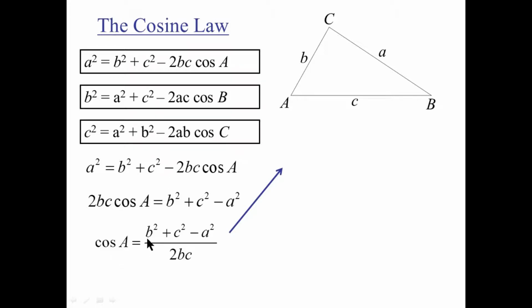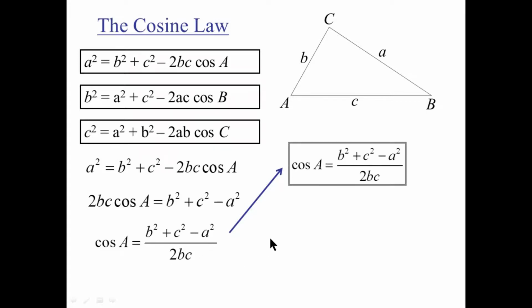Now it looks like cos a equals b squared plus c squared minus a squared over 2bc, like this. And this is a useful form of the cosine law because we can use this to directly achieve an angle at a vertex. Look at the pattern. A is over here with a minus sign on it. B and C are both up here and down here.